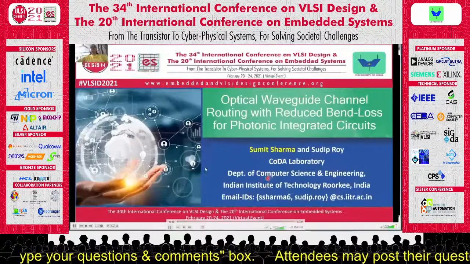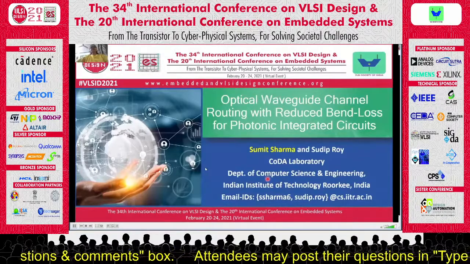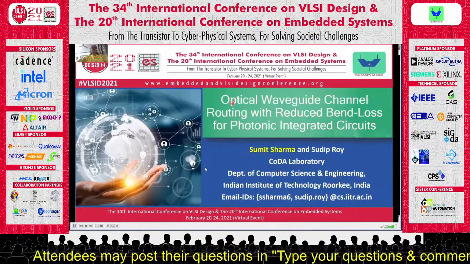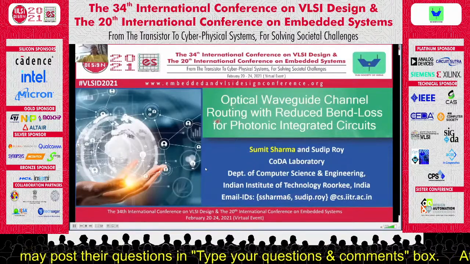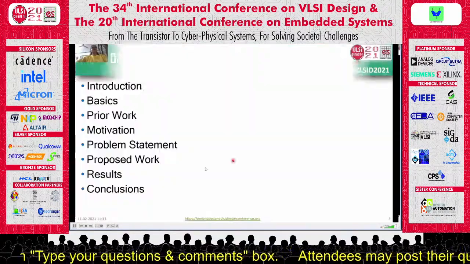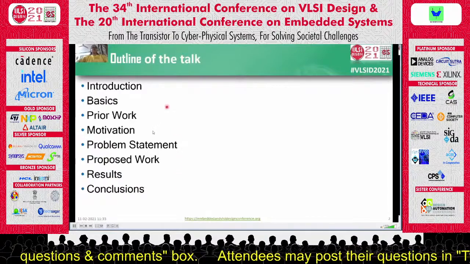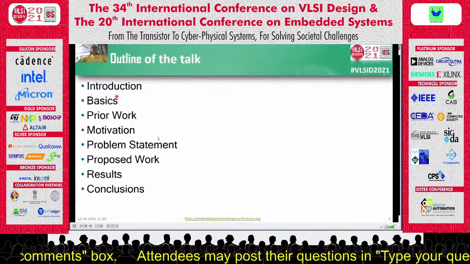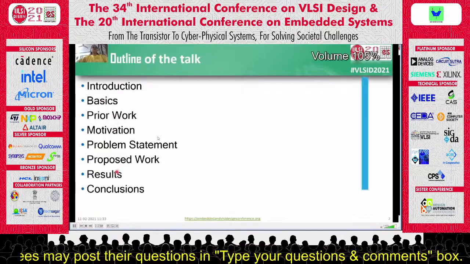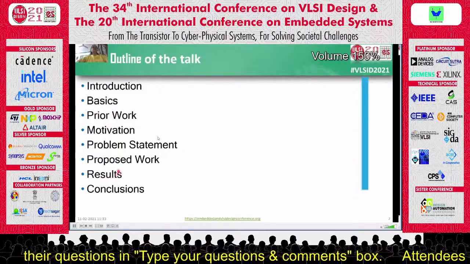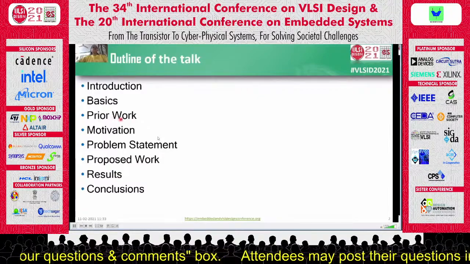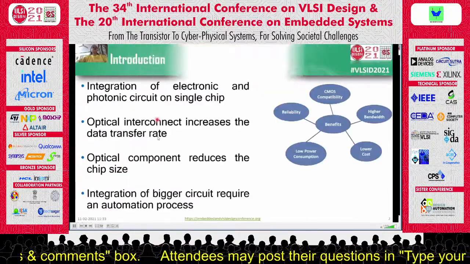I am Sumit Sharma, research scholar in the Department of Computer Science and Engineering at IIT Roorkee, and I am presenting our work entitled Optical Waveguide Channel Routing with Reduced Bend Loss for Photonic Integrated Circuits. Here is the outline of the talk: a brief introduction to the topic with the already existing methods, then the motivation and the proposed method, and at the end, the comparative results of the proposed work with the existing methods.